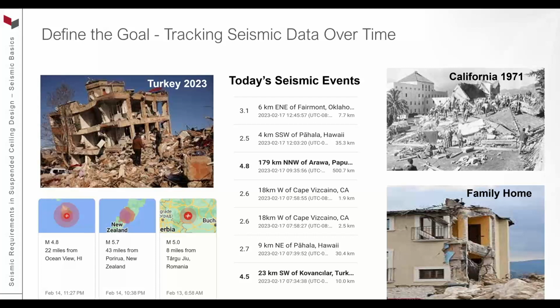And then we can look over a few more and see February 13th, we had one in Romania at 5.0. And we look down the center section and we can see down at the bottom, we see the event that happened in Turkey on the 17th. And so we want to keep apprised of what is going on with seismic because it's ever changing and it's ever moving across the globe, and it happens when we least expect it.